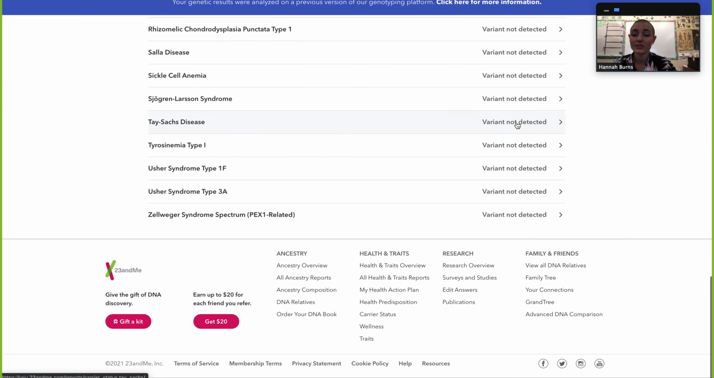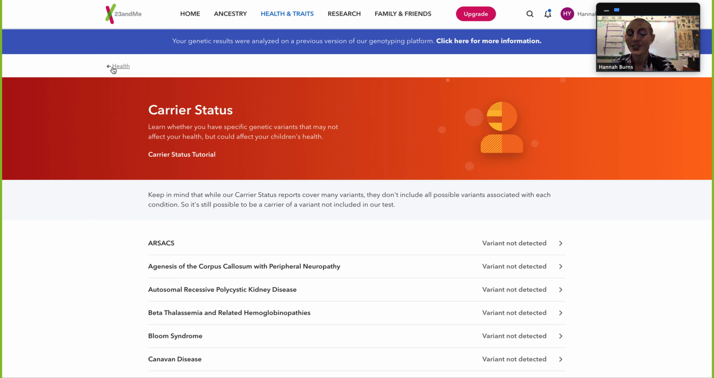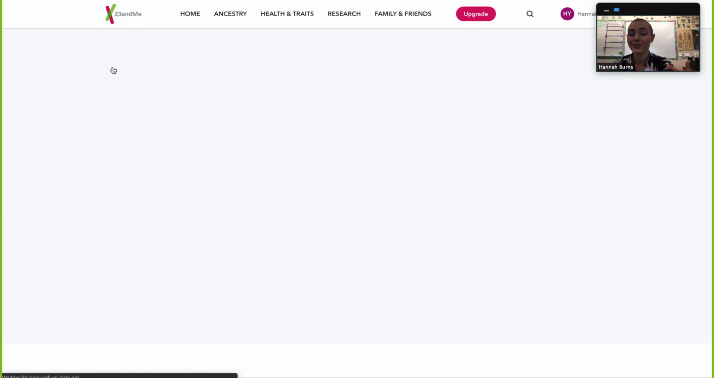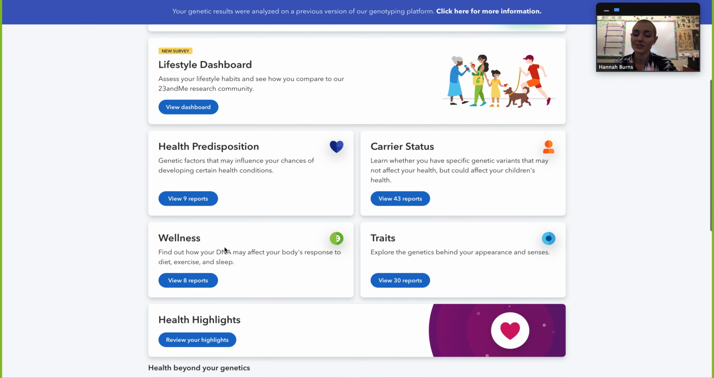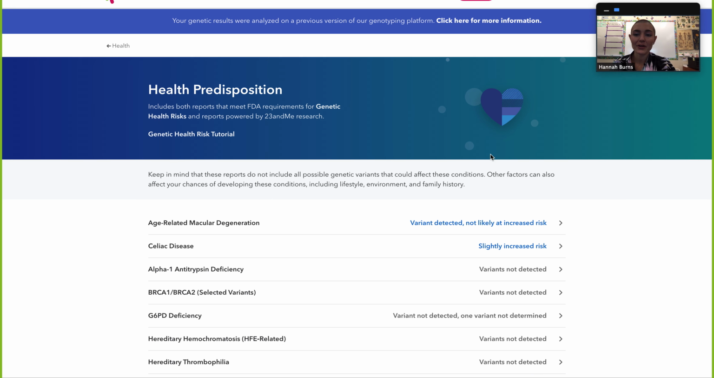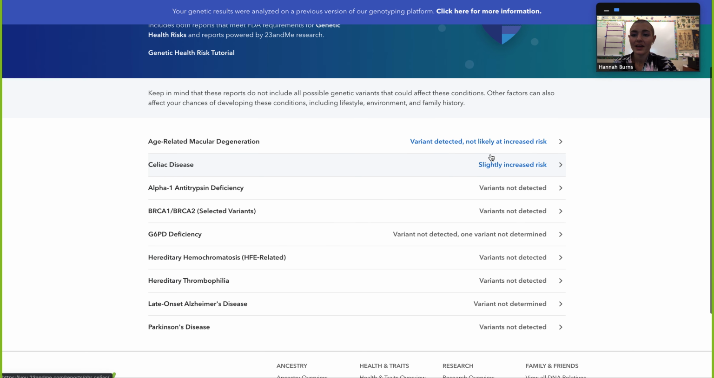So that's rad. That's one thing that I actually had to do when I was pregnant, to make sure that I wasn't potentially carrying anything that I could pass on to my son. So I'm looking here at my health predispositions. Age-related macular degeneration essentially just means that as I get older, my eyesight might get worse. I'm not at an increased risk. Pretty much everybody goes through that, so that's that.